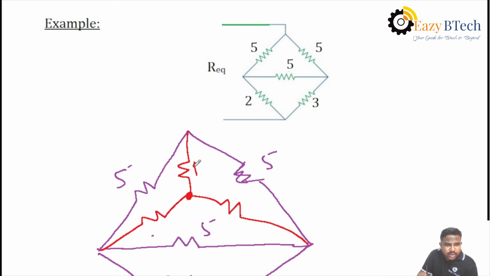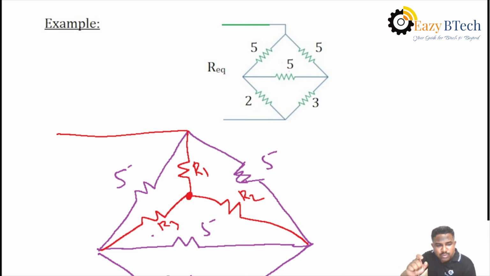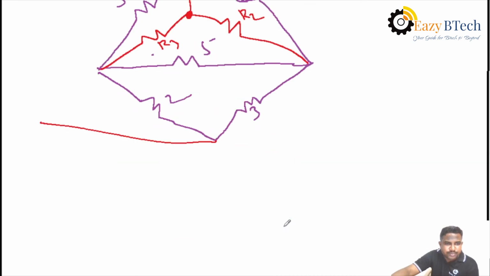For example, I take R1, R2, R3 here. Then you can change the delta into star. Then we have to find out the values of R1, R2 and R3. So this is the given problem. Inside the delta you must mention the required star, then you have to find out the values of the star connection.